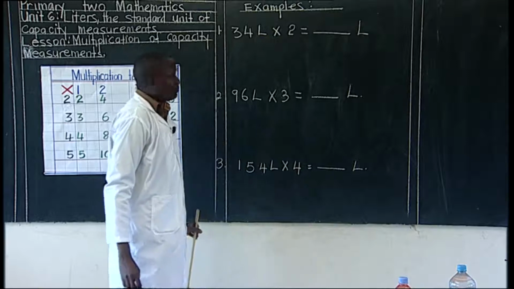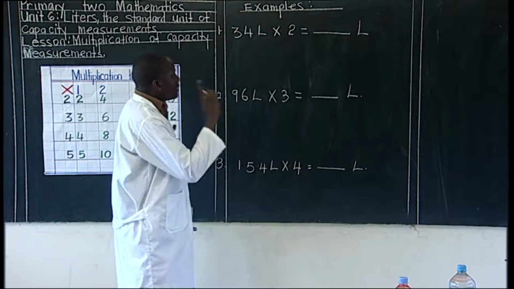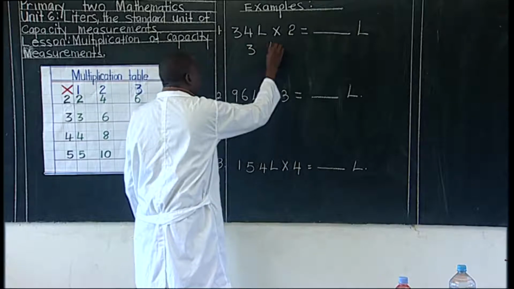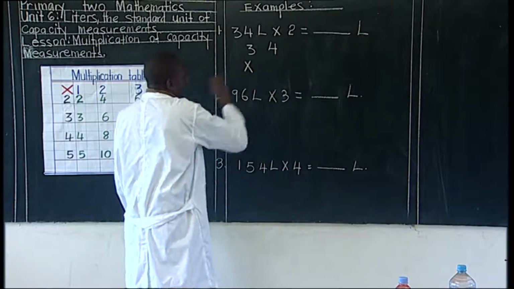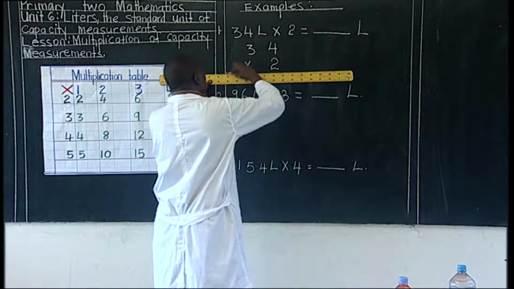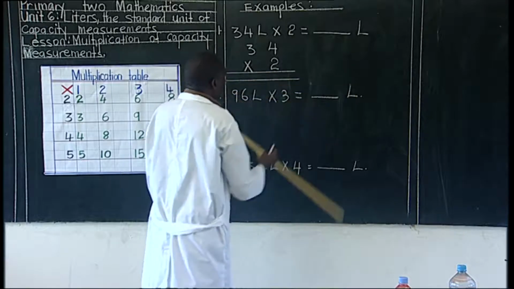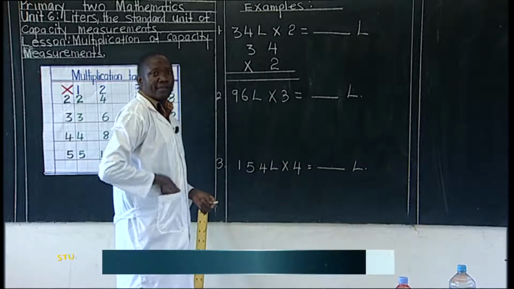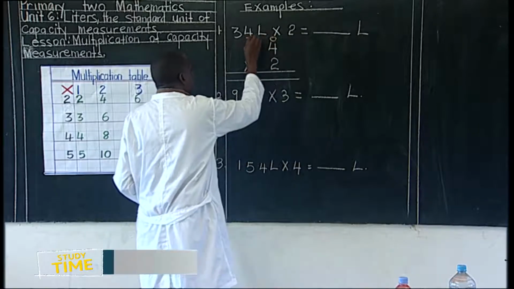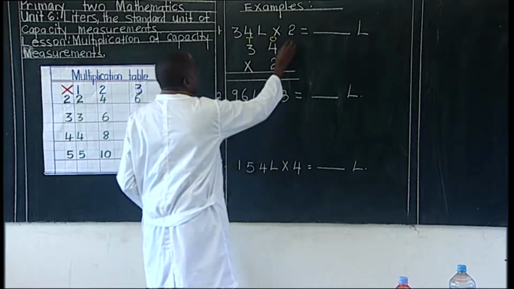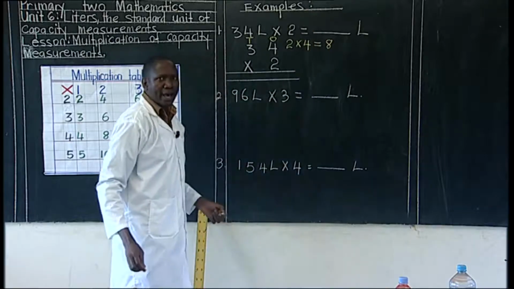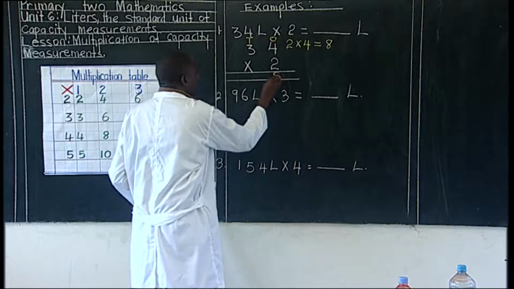Let's begin from number 1. Number 1 says 34 liters times 2 equals dash liters. So we shall say 34. You get 34 only. Put your multiplication sign times 2. Get your ruler and put the lines. Okay? Now, we are going to show the working. So here we shall say ones and tens. Okay? So we shall say 2 times 4 equals 8. Are you there? Wonderful. Come and put 8 here.